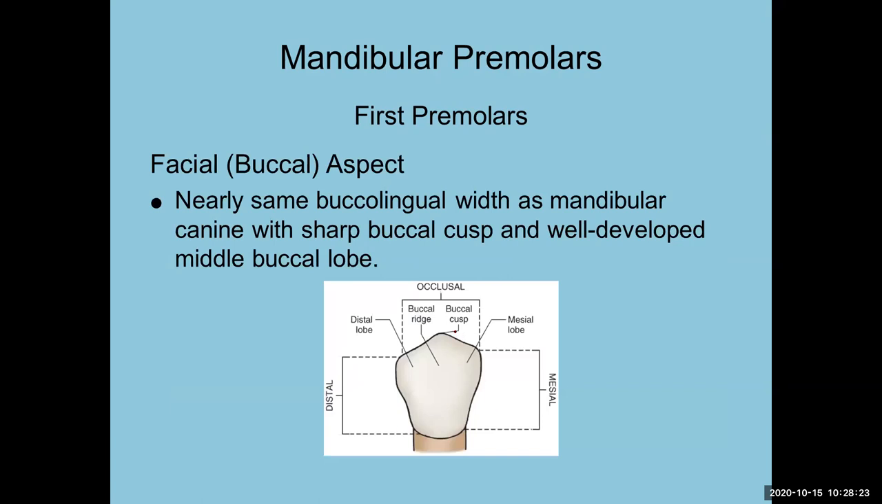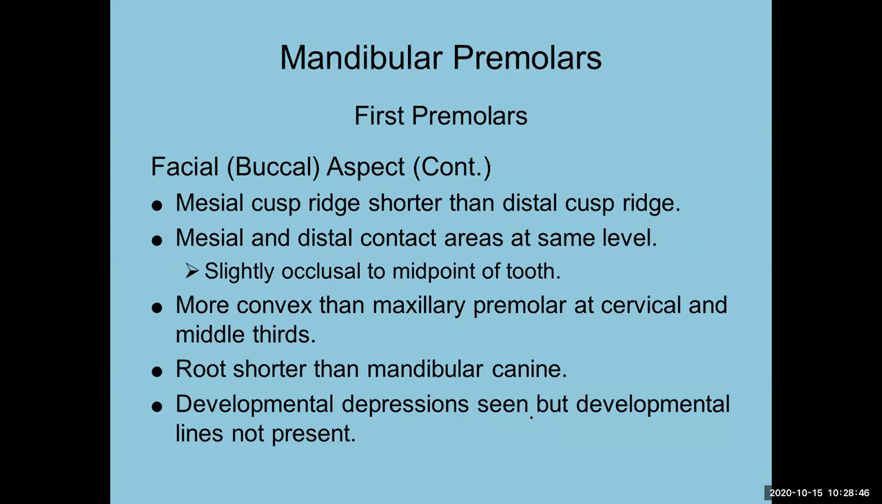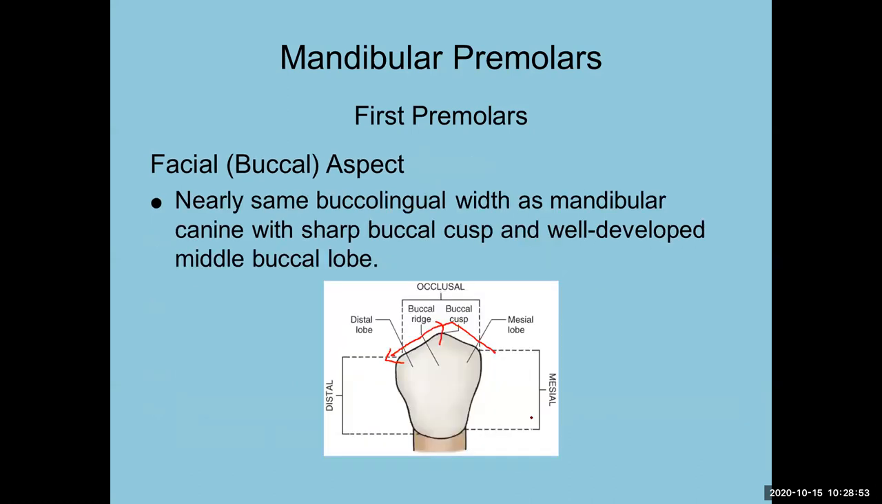The mesial is just a little bit longer. Okay. So, I said this wrong. The distal occlusal ridge is longer than the mesial occlusal ridge. It's got a sharp point. The mesial cusp ridge is shorter than the distal cusp ridge. That's what I was trying to say.